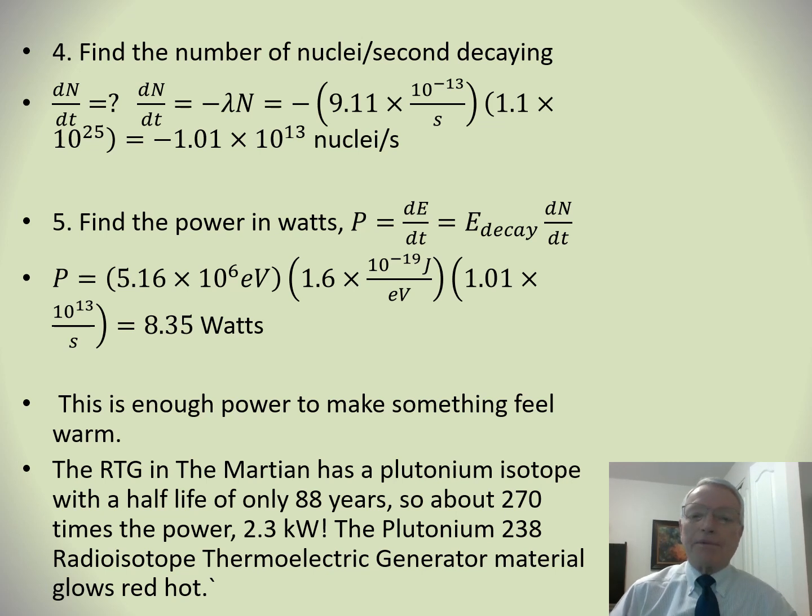That's enough power to make something feel warm. If you had an 8-watt light bulb in your hand, it would be warm. The RTG in the Martian movie has a plutonium isotope with a half-life of only 88 years. So that makes a lambda that's 270 times bigger, which would generate 2.3 kilowatts. You don't hold 2.3 kilowatts in your hand. That's going to be very, very hot indeed. And it actually makes the material glow red hot.